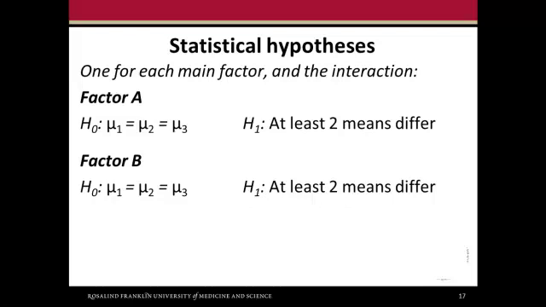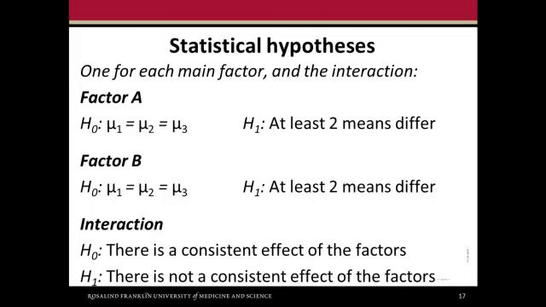For factor B, which in this case is sex, our null hypothesis is that the means are the same. Our alternative hypothesis is that at least two of the means differ. In the interaction, the null hypothesis is saying that there's a consistent effect of the factors on our dependent variable, and our alternative hypothesis is that there is not a consistent effect.